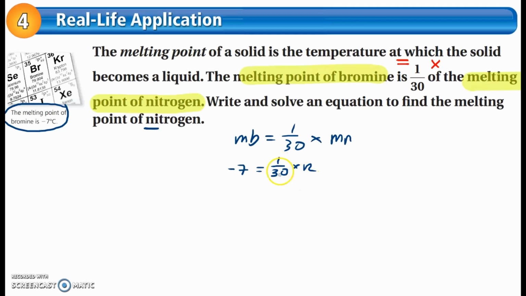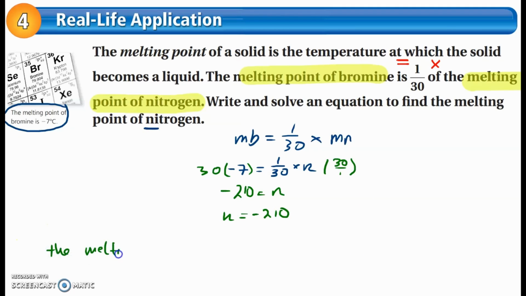Okay, now we want to get rid of the 1/30. I told you we can multiply a fraction by its inverse, or in this case, 1/30, the inverse would just be times 30/1, which is also just 30. All right, so we can multiply this by 30. So then our fractions cancel out. The 30 cancels out. We're left with n is equal to negative 210. So the melting point of nitrogen is negative 210 degrees.